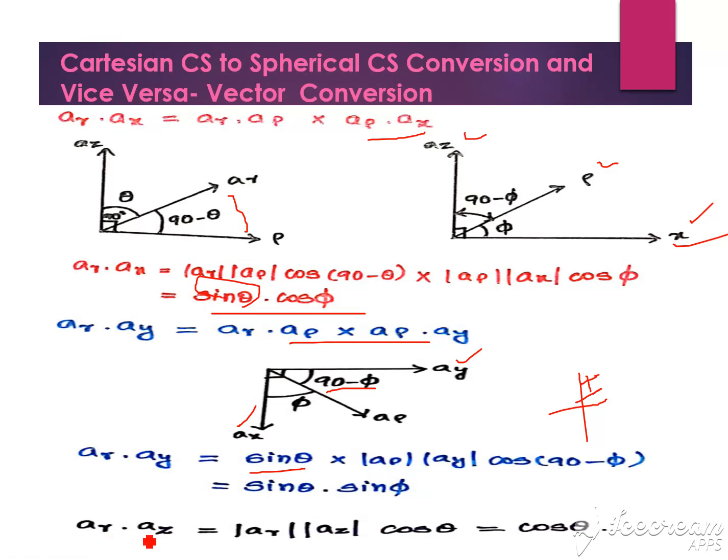And the last one, AR dot AZ. The angle between R and Z is theta, so we can directly write the answer: mod of AR, mod of AZ into cos theta.